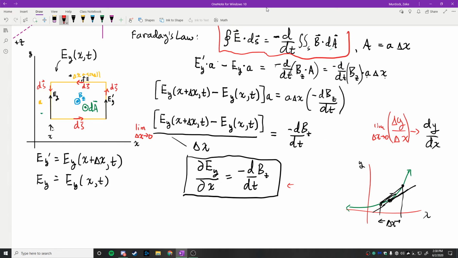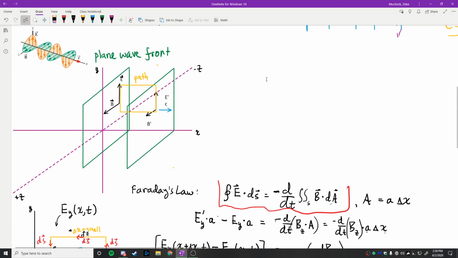So the next thing to do, we need to use the other equation now, because this only tells us part of the story. We need to know how the magnetic field changes in space and how that's related to the electric field's rate of change in time. So we're going to go back to this picture here, and we're going to draw a new path.